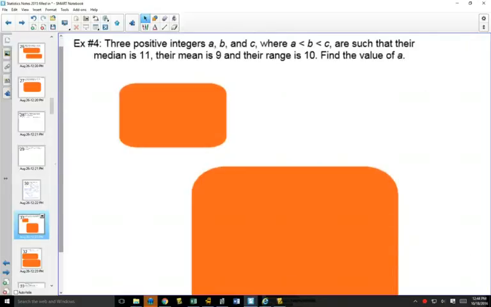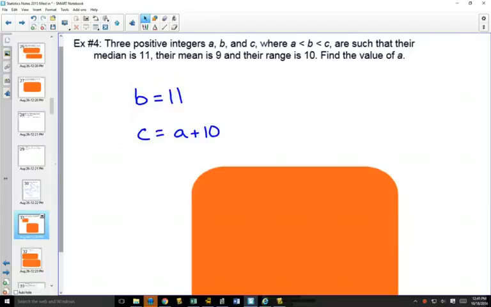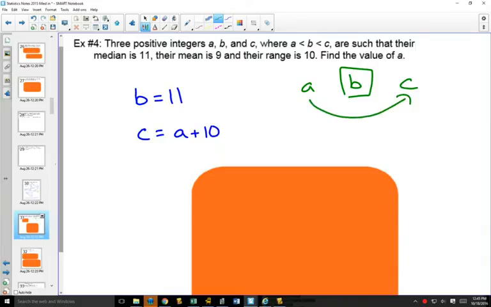So we have 3 values, a, b, and c. If we know that the median is 11, b is the median, because if you have 3 values in order, b is in the middle. And so that must be the median. So then you know that b is equal to 11. And since the range is 10, to go from this one to this one would be plus 10. So c, you could say, is equal to a plus 10.